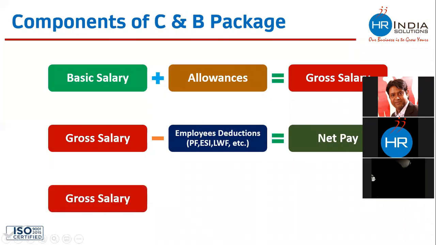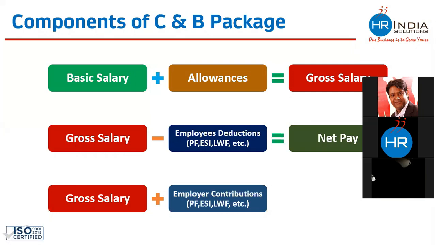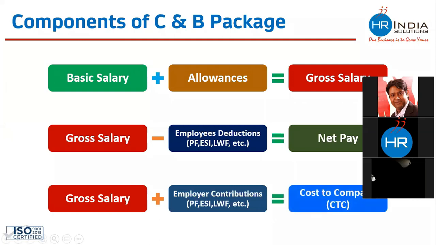Third, we have the CTC. How do we calculate the CTC of the employee? Gross salary plus employer's contributions. These contributions can be the PF, ESI, labor welfare fund. We get the cost to the company. So these are the formulas that we usually need to follow at the time of designing the CTC breakup, and we are going to use all these formulas live in the Excel sheet after some time.